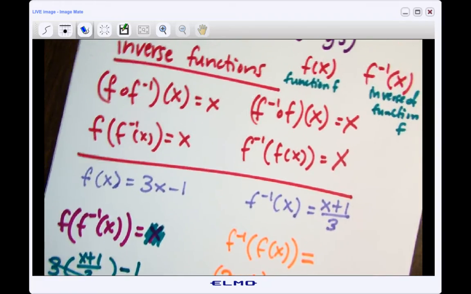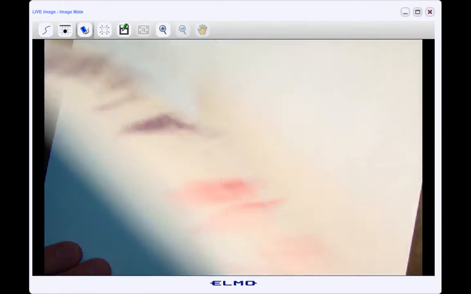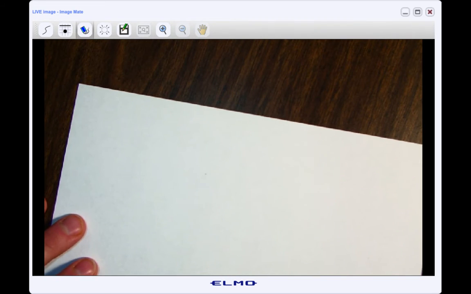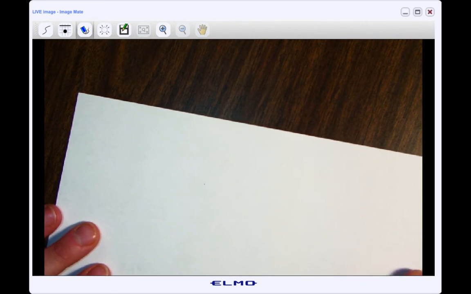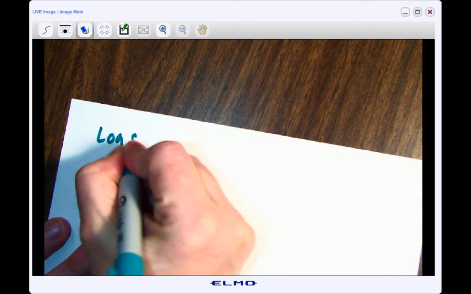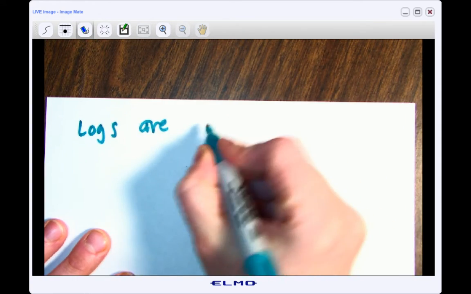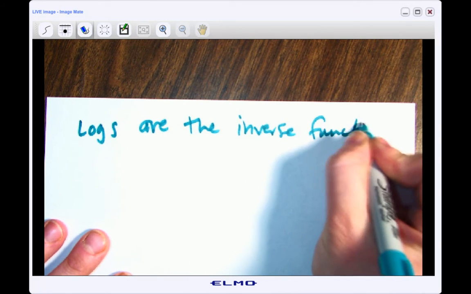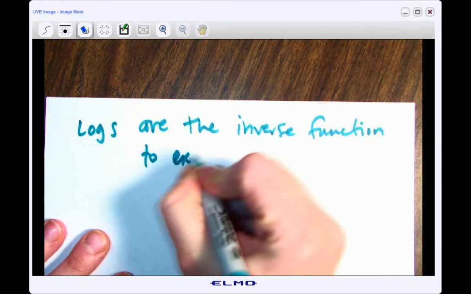Now, why in the world is this important to us? Well, the reason why this is important is because, if you remember, logs are the inverse to exponential functions.